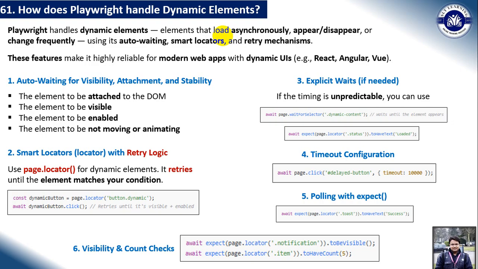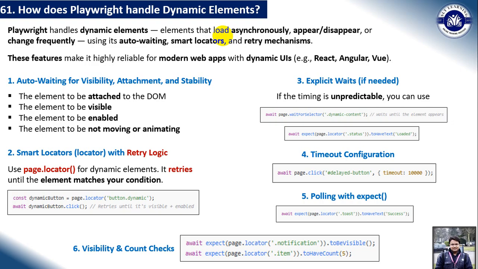So for that, we can use the auto-waiting concept, then smart locators. If you remember the smart locators, like getByRole, then we can use a retry mechanism to retry the same pattern a couple of times and make sure that the element is located or not. Auto-waiting covers visibility, DOM attachment and stability, that we all know. So we can put in a command to wait for that particular thing. Then we can use page.locator for dynamic elements, which will automatically retry until a certain condition becomes true.